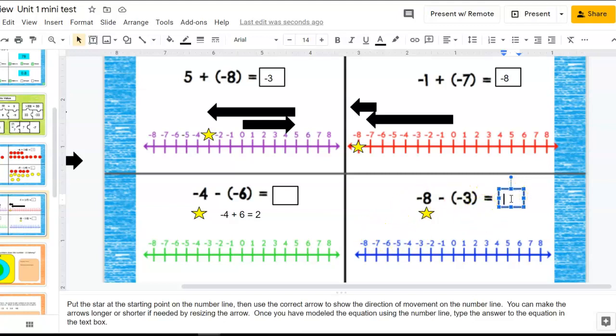Your answer here, let's just check, should be a positive. No, I'm sorry. Should be a negative 5.